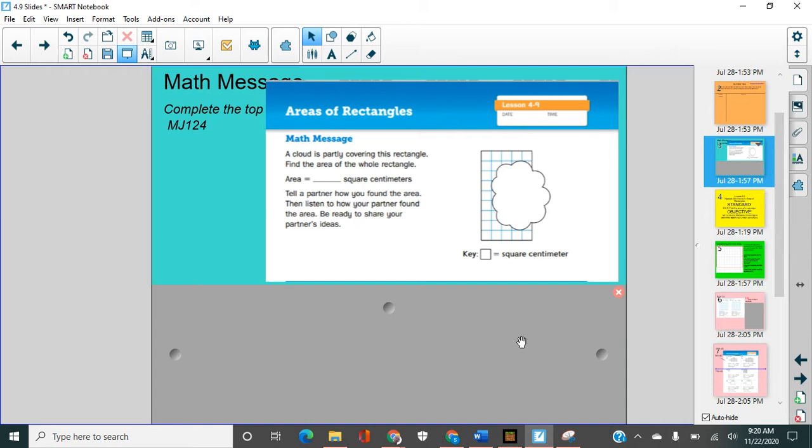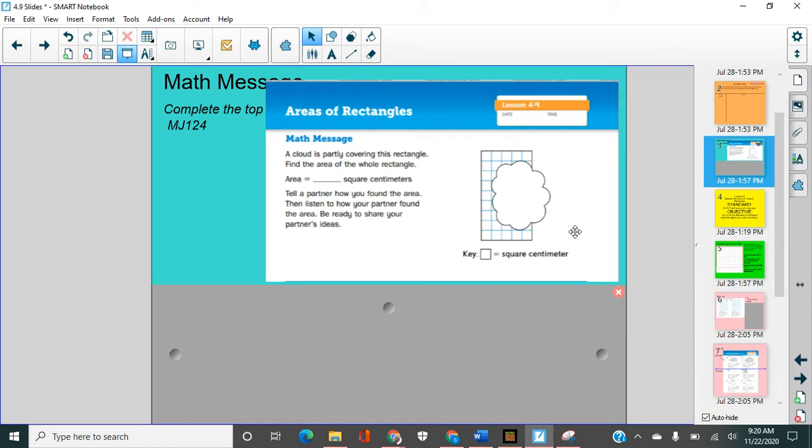All right. And what we're going to work on is this math message first. This says a cloud is partly covering this rectangle. See it? We have to figure out the area of the rectangle. So I want you to think about how you could figure out the area. We know there's something under this cloud. How you could figure out the area of this rectangle, even though you can't see all the boxes. Take some time and be ready to explain what you did.